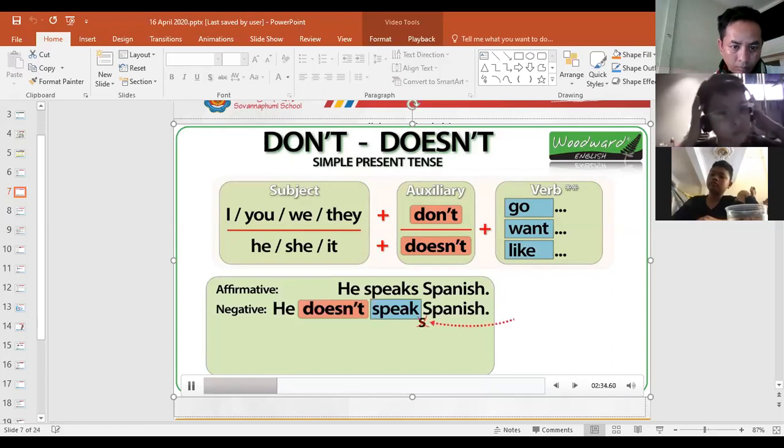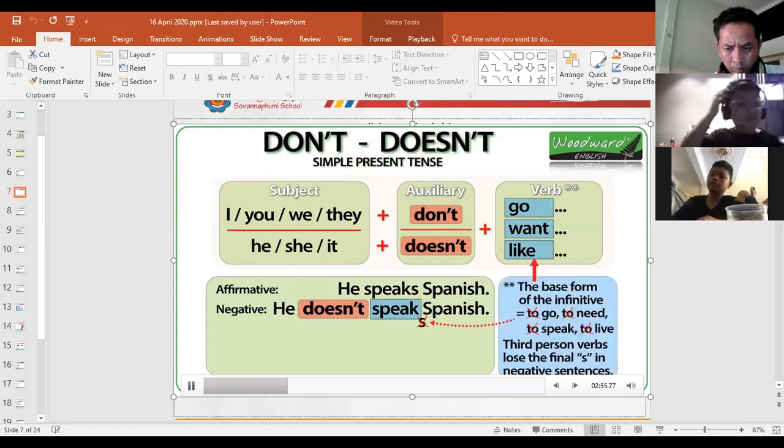Notice how the letter S at the end of the verb in the affirmative sentence, because it is third person, disappears in the negative sentence. He doesn't speak. No S. Why does this happen? The verb after negative don't or doesn't is the base form of the infinitive. Infinitive is the verb form that is not changed.